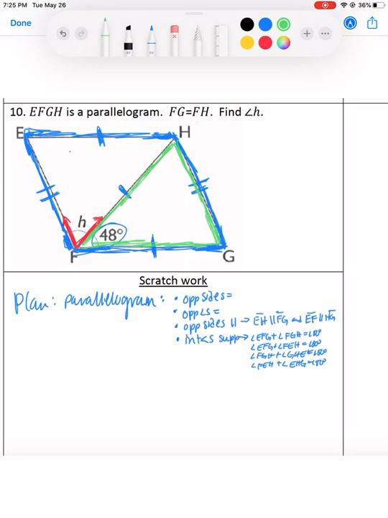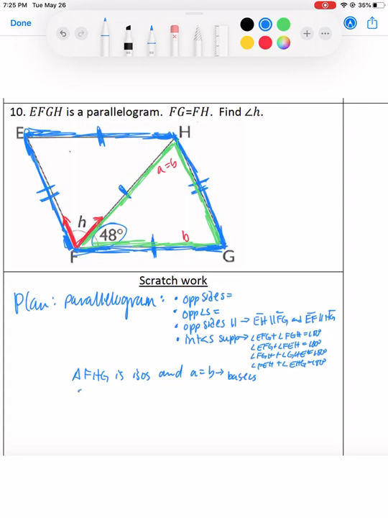Because of that, we have some interior angles that are equal. Let's go ahead and label these as A and B. So we know that A is equal to B. So triangle FHG is isosceles, and A equals B from base angles of isosceles triangle. Okay, so we know that that's true.